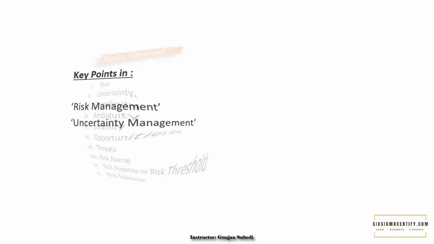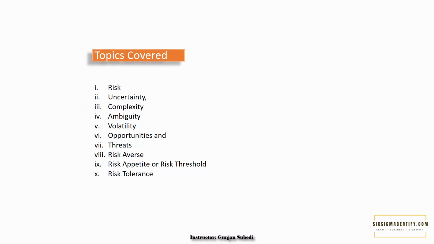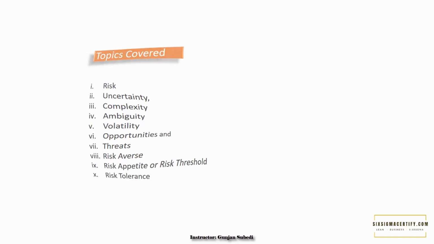Without much delay, let's see what we are covering in this topic here. The agenda for today: we will be covering some discussions in order to understand some key terms such as risk, uncertainty, complexity, ambiguity, volatility, opportunities and threats, and some of the terms used in risk management such as risk averse, risk appetite or risk threshold, and risk tolerance. We will also see how we can work on removing them and discuss key aspects of these terms with the help of simulated quizzes. So without much delay, let's start.